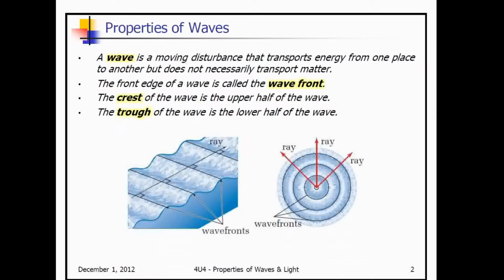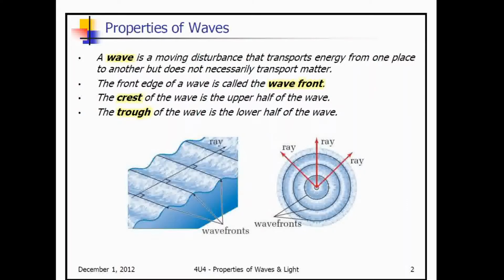So we're going to go through a number of different terms that you should know, and what I would suggest you do is write down a definition for each of these highlighted words and copy down some pictures to help you understand it as well. So a wave is a moving disturbance that transports energy from one place to another, but does not necessarily transport matter. That's what I was kind of saying earlier. When we have a water wave, the particles of water are moving up and down themselves as the wave transmits, but it's not necessarily the water that's moving, it's the energy that's moving through the water.